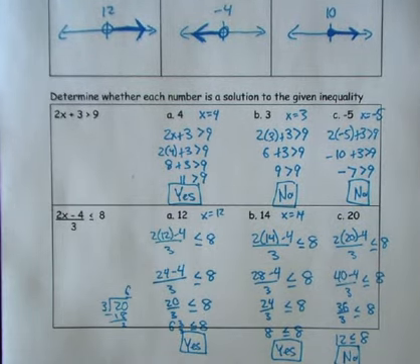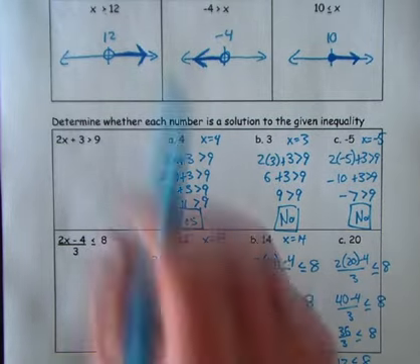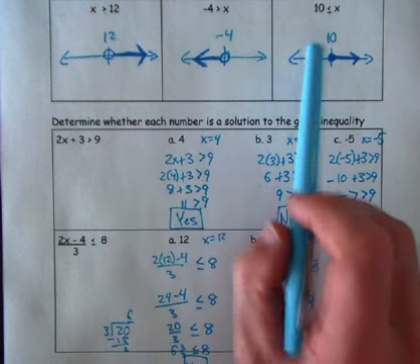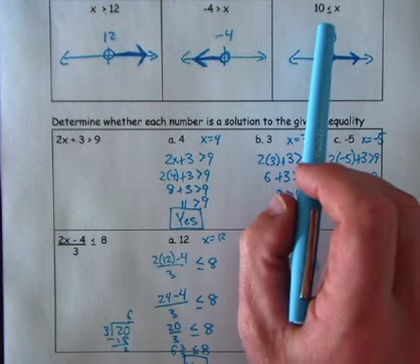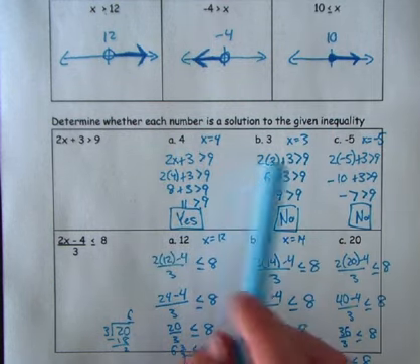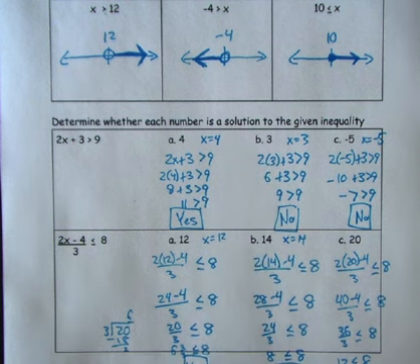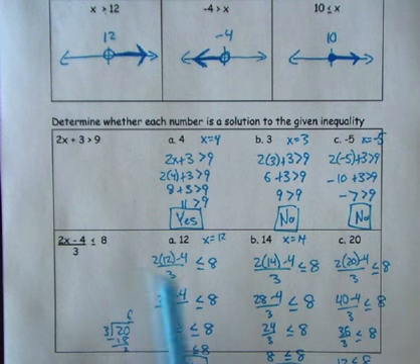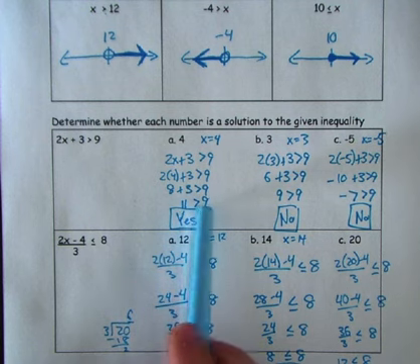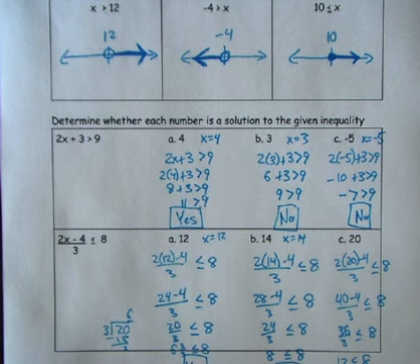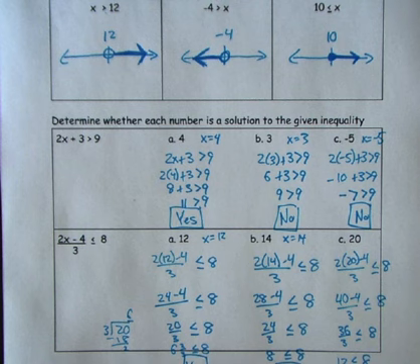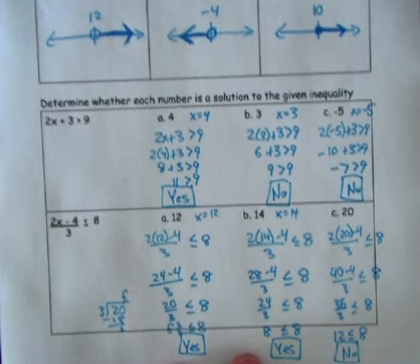Okay, so that is all there is to inequalities. When you're graphing inequalities, like up here, you're going to use an open circle if it's greater than or less than. You're going to use a closed circle if it's greater than or equal to or less than or equal to. And if you want to determine whether a number that's provided is a solution to a given inequality, you plug that number in for the variable, in this case x, reduce it down, and if what you're left with is true, like 11 is greater than 9, then it's going to be yes. If it's not true, like 9 is greater than 9, then it's going to be no. And that's all there is to it.